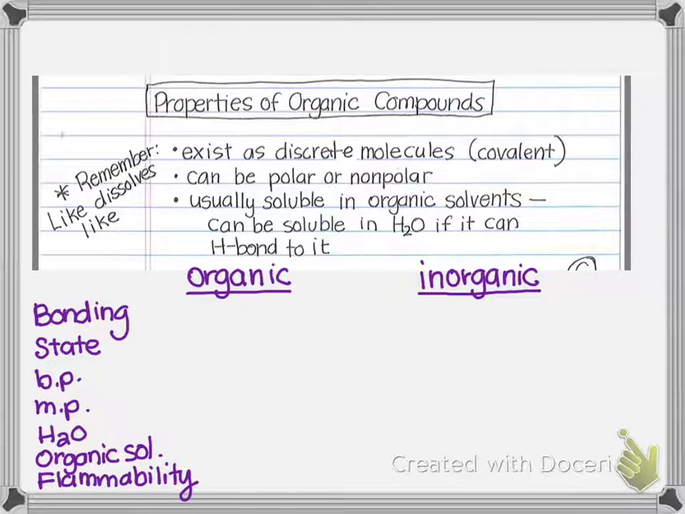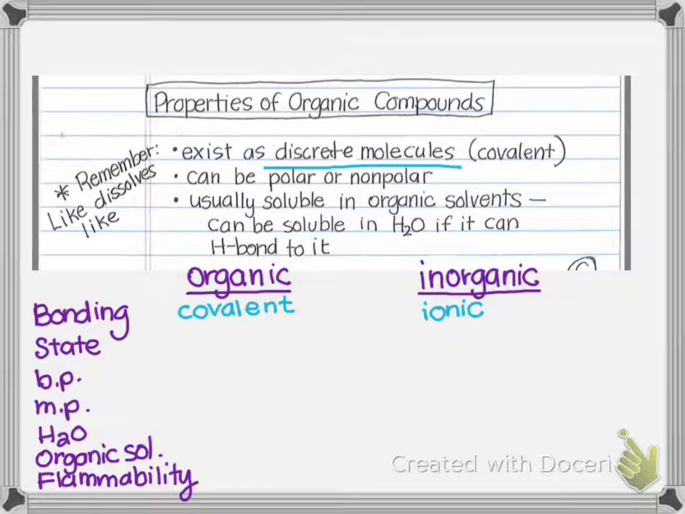Remember, this is a big generalization, so it doesn't fit every organic or every inorganic compound. So one thing is, we know that organic compounds exist as discrete or individual molecules. And that goes back to the bonding. So organic, which is formed of nonmetals, tends to have covalent bonding. And inorganic, while not exclusively to this, would have a lot of ionic bonding.